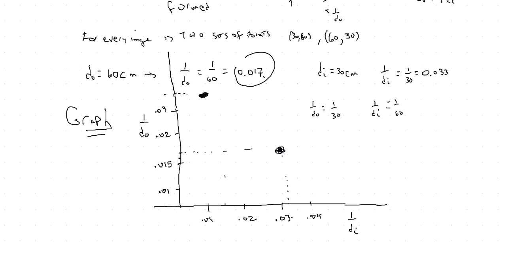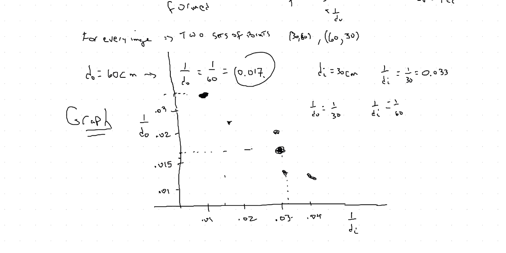Okay, so each time I get an image, I can plot 1 over do and 1 over di, and then I can flip the numbers 1 over di and 1 over do and get 2 sets of points. Now if I do this for a couple of places for my screen, we're going to get different points. And what we should get is a straight line, right? We should get a straight line, but we won't because our numbers are off.